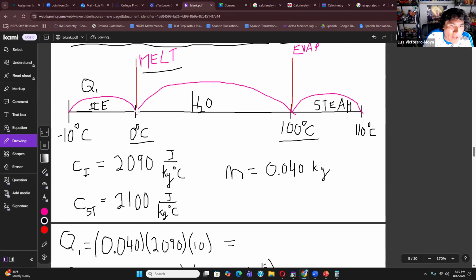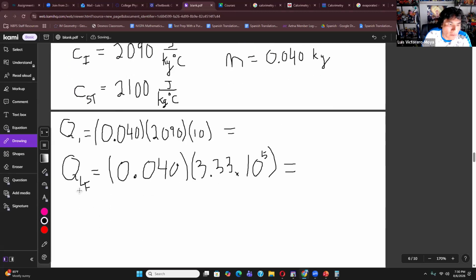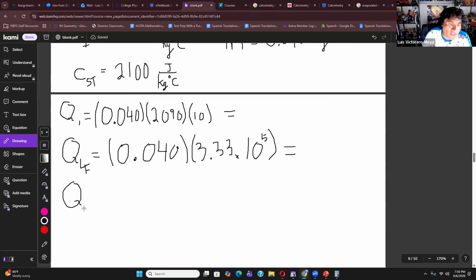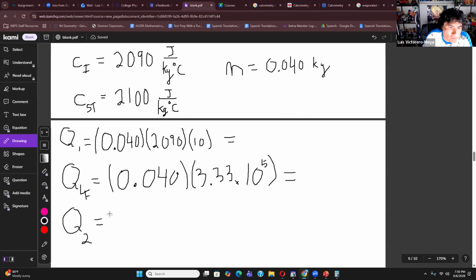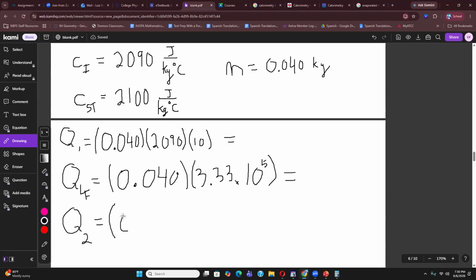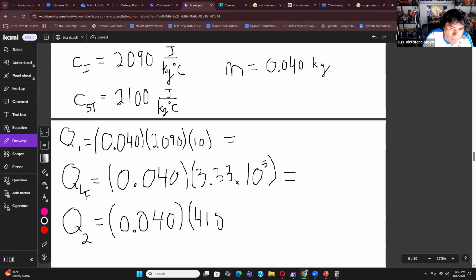And then we are already in water. So what's the Q? Let's call it Q2 here. How much heat do you need to raise the temperature of water to 100 degrees now? It would be the mass times 4,184 times 100. Yeah. All right, you are already at 100.